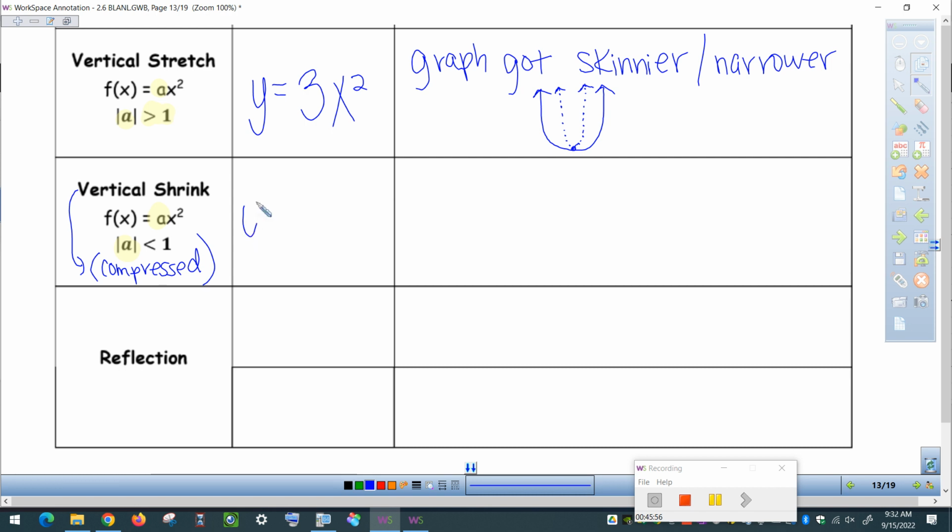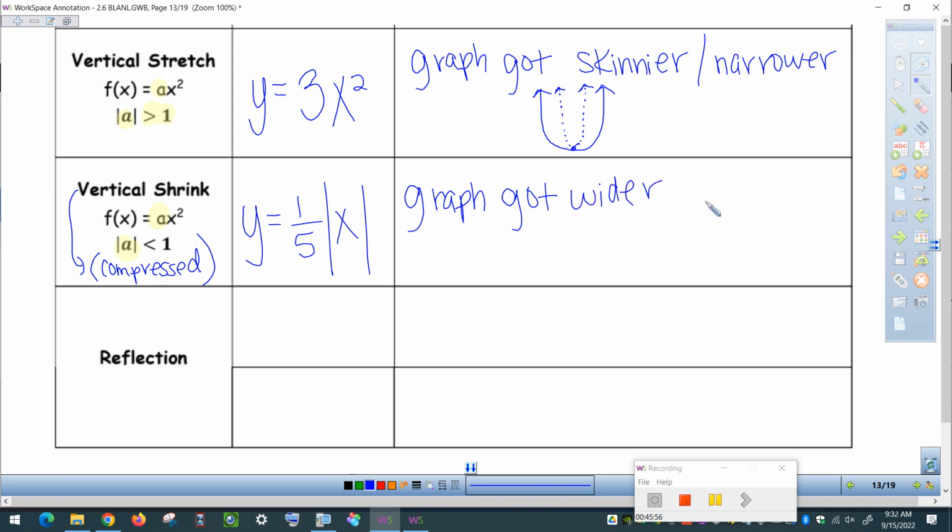So it works for parabolas, it works for all of the graphs, including the absolute values. So for example, let's say we had a fraction like 1/5 out in front of the absolute value of x. And here we just noticed that the graph got wider. So on this one, if this solid line was my original absolute value, my dotted line is showing it's getting wider out that way.